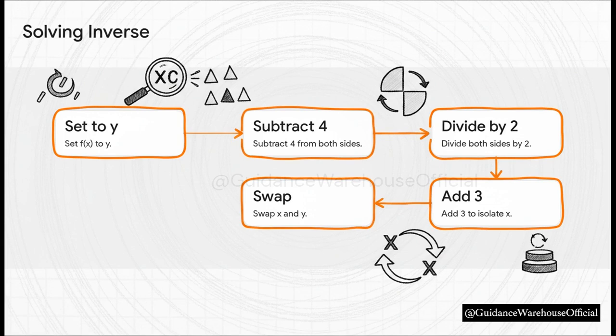Now for the final magic step, swap the variables. Our true final inverse function is f inverse of x equals (x minus 4) divided by 2 plus 3. See, it's just a mechanical process of peeling away the layers.